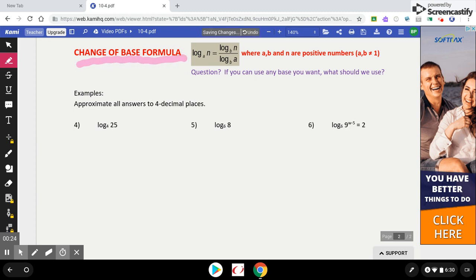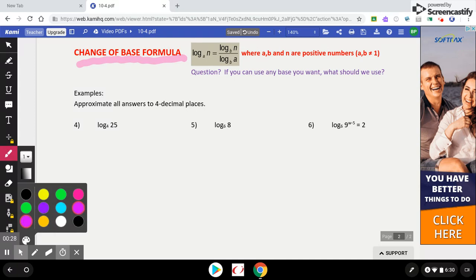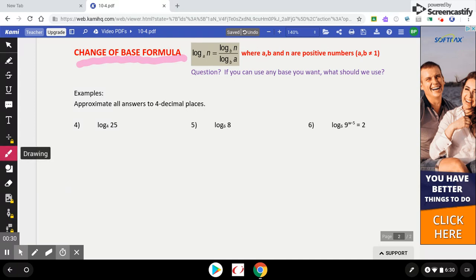You have something called the change of base formula. With the change of base formula, you can change it into base 10. Notice, in the original problem, the little guy, that's the base number, becomes the log that goes on the bottom. The big guy, or the argument, becomes the log that goes on the top.